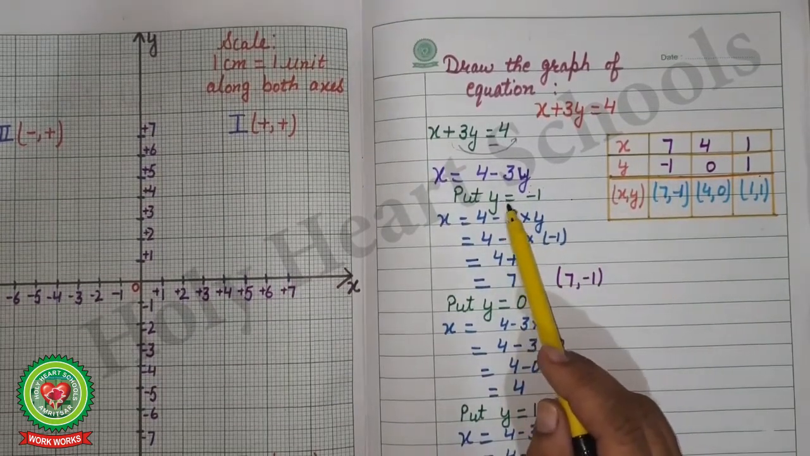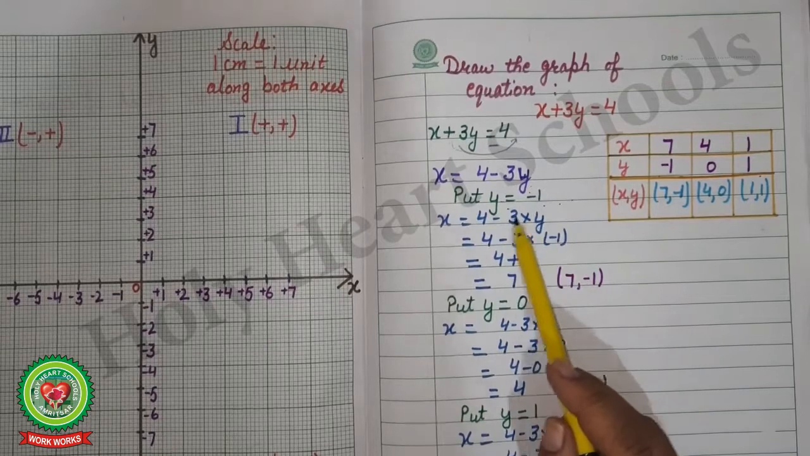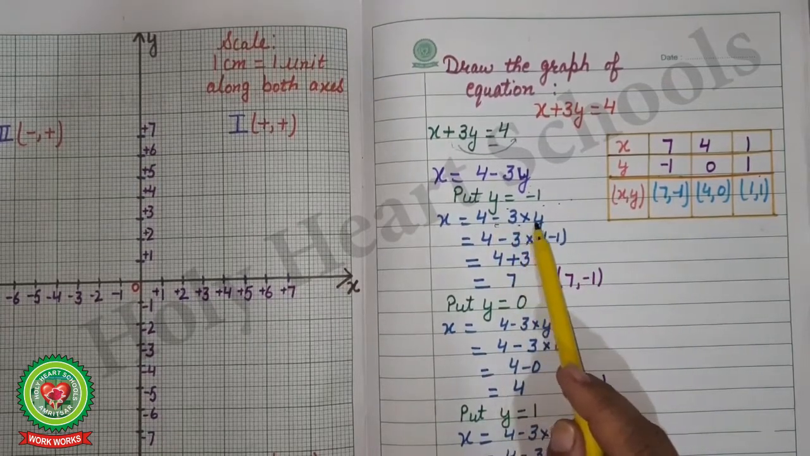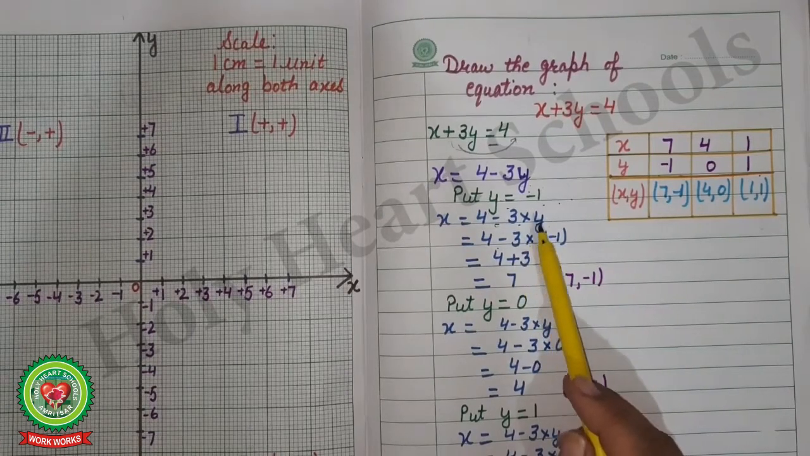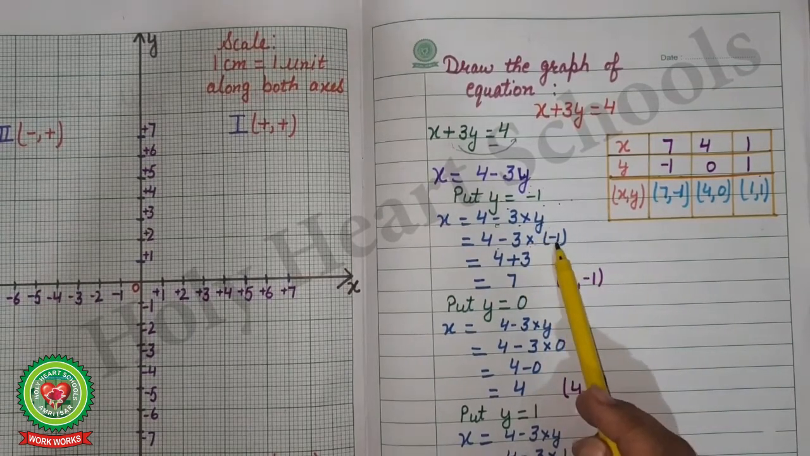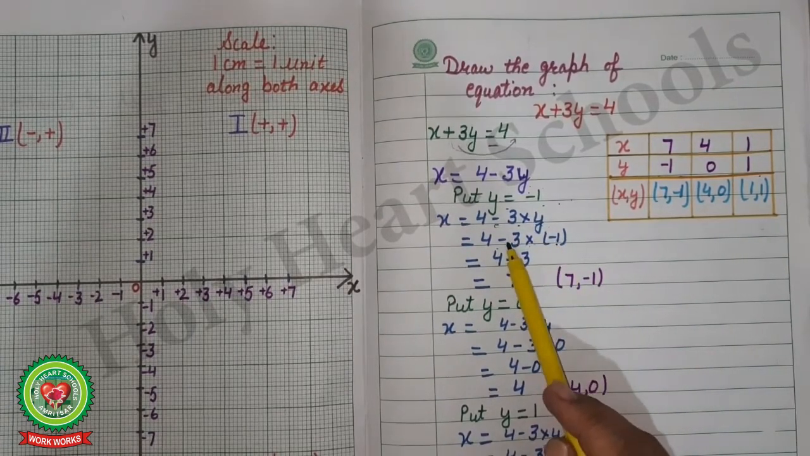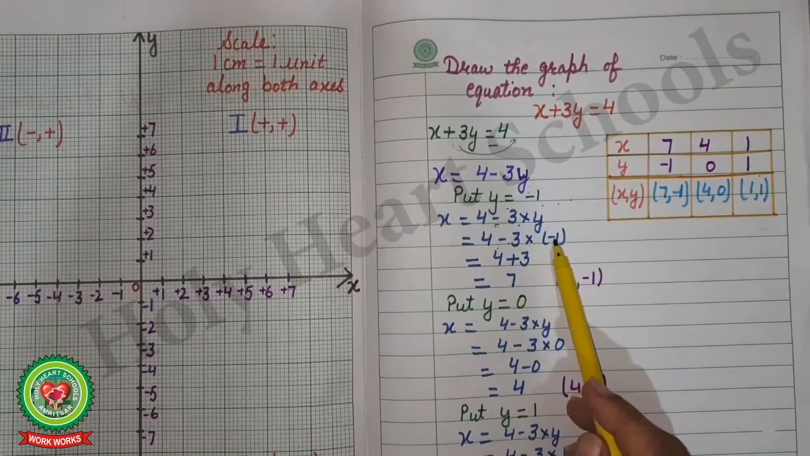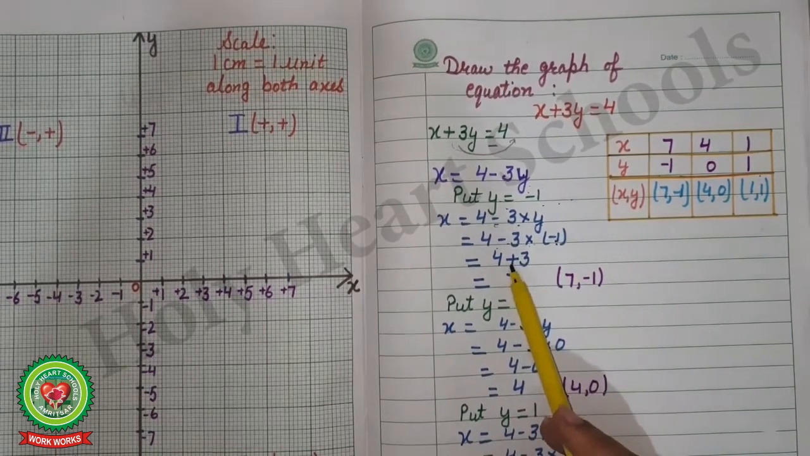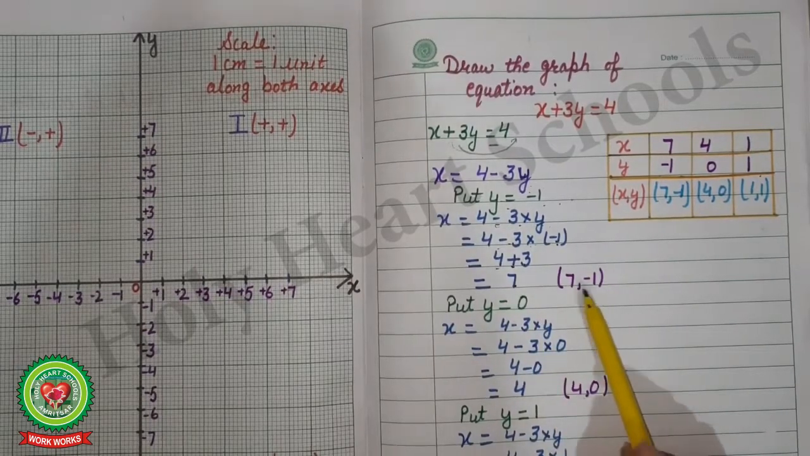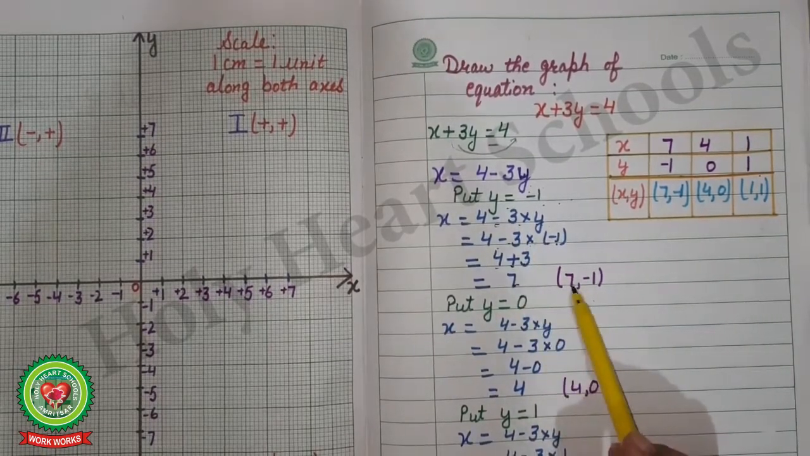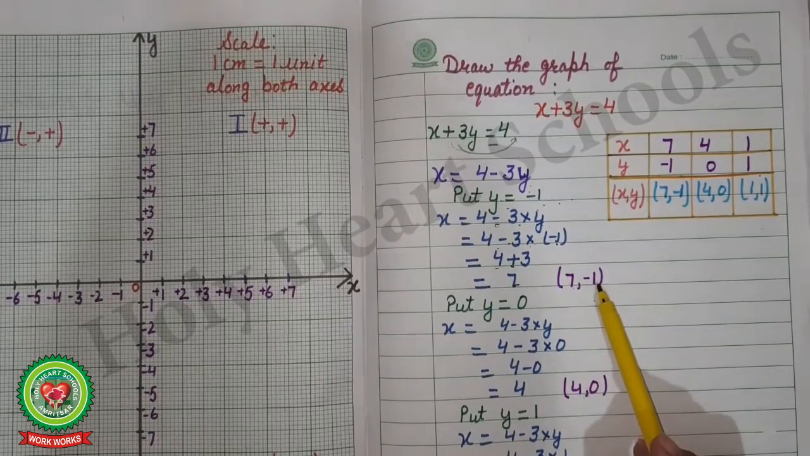Now first put y is equal to minus 1. 4 minus 3 multiply y. 4 minus 3 multiply y is equal to minus 1. Now minus 3 multiply minus 1 is plus 3. So 4 plus 3, 7. So coordinates are x, 7, y, minus 1.